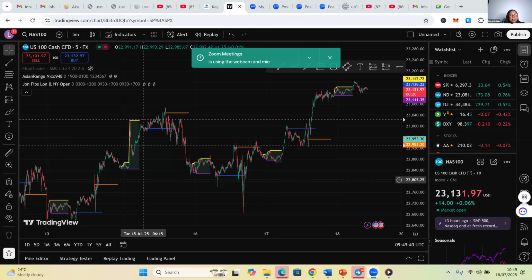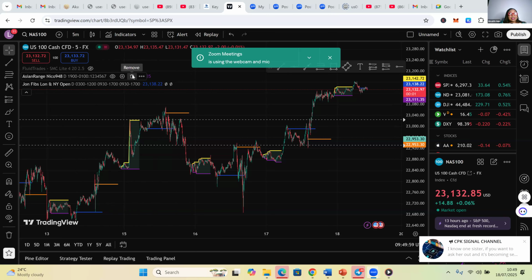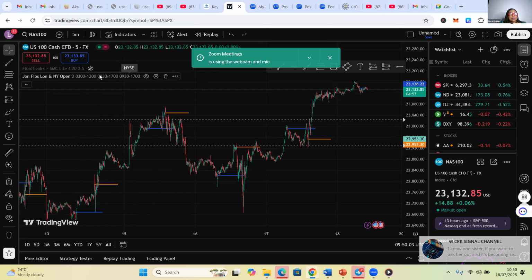Okay, so before now, I've set my strategy, but in TradingView, you can actually remove indicators, because if you're using the free version, you only have access to 2 indicators, and you can remove every indicator. So let me remove, and the London I'm removing.